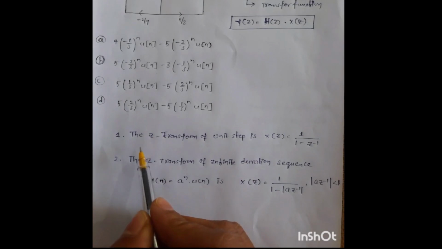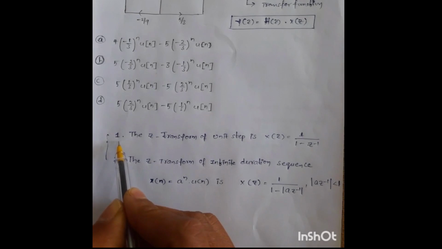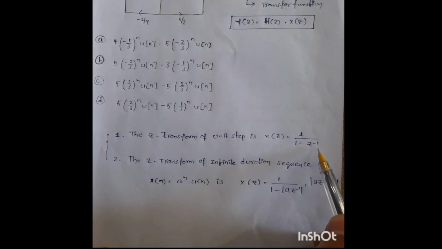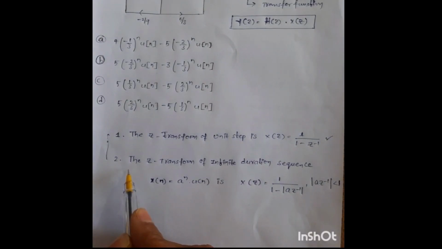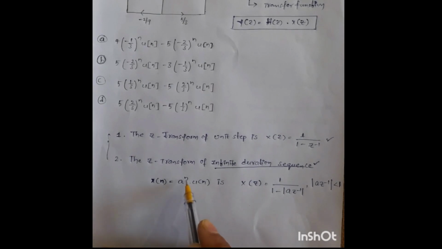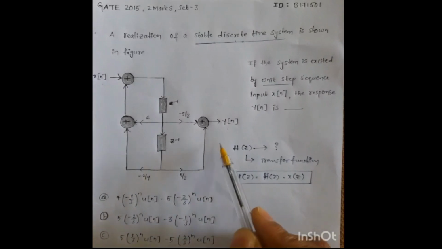Now before doing the solution, first we have to note two formulas. Number one is the z transform of a unit step is 1 by 1 minus z inverse. So this is the z transform of the unit step function, that is x of z equal to 1 by 1 minus z inverse. Point number two is the z transform of an infinite duration sequence x of n equals a power n into u of n is 1 by 1 minus a z inverse, where mod a z inverse is less than 1. To find out the transfer function of this system, we have to follow some standard procedure.